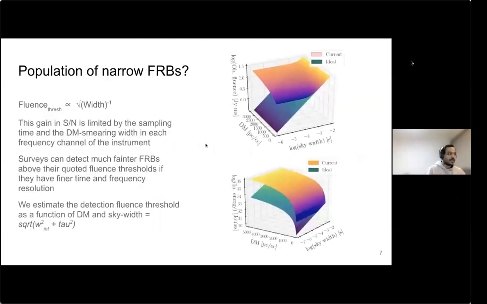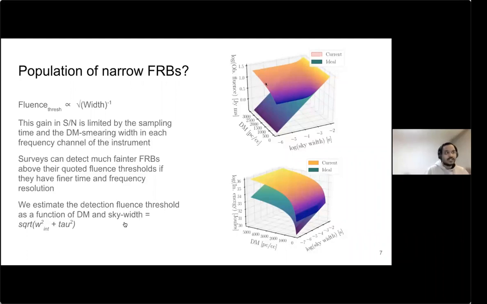So jumping onto the first one, how many FRBs is a survey possibly missing? The fluence detection threshold of a survey is inversely proportional to the square root of the width. So if our survey had infinite time and frequency resolution, the fluence detection threshold, shown by the green plane here, would simply follow a square root width relation. Here is the width, here is the DM, and here is the fluence detection threshold. However, because of the finite time and frequency resolution, the finite time sampling and the beam smearing in the final channels come into play, and the actual detection threshold of a current survey stops decreasing with width, and this orange plane shows what the actual detection threshold of our survey looks like.